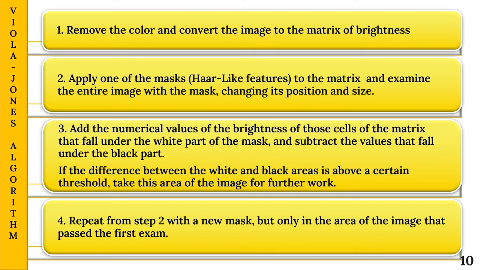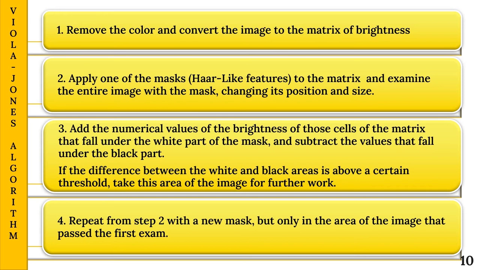So summing up the above, the Viola-Jones algorithm involves the sequential execution of 4 steps. Remove the color and convert the image to the matrix of brightness. Impose one square black and white masks on the resulting matrix, the Haar-like features. Inspect the entire image with the mask by changing the position and size. Add the numerical values of the brightness of those matrix cells that fall under the white part of the mask and subtract the values that fall under the black part.